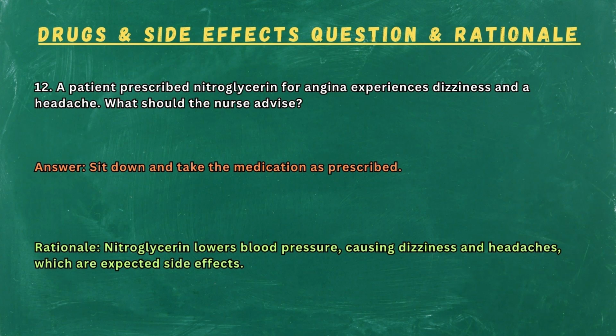12. A patient prescribed nitroglycerin for angina experiences dizziness and a headache. What should the nurse advise? Answer. Sit down and take the medication as prescribed. Rationale. Nitroglycerin lowers blood pressure, causing dizziness and headaches, which are expected side effects.